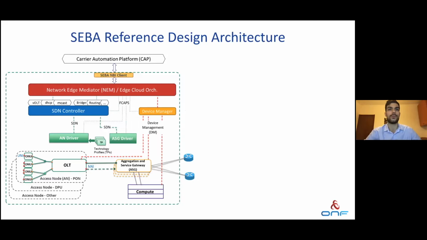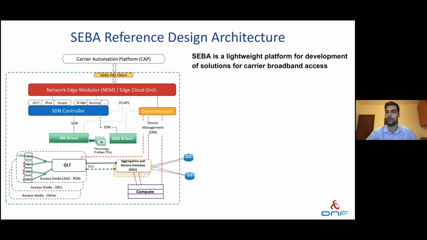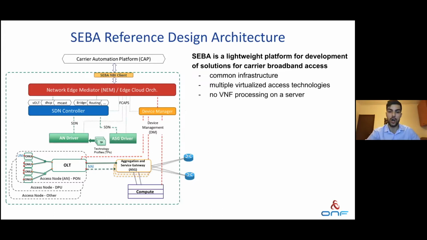So first of all, to put this into perspective, we need to start with the SEBA reference design. This is where the initial idea came together. And SEBA is a lightweight platform for the development of solutions for broadband access. It's based on a common infrastructure. It uses and enables multiple virtualized access technologies such as GPON, XGS-PON, EPON, G.fast. It does not require any VNF processing on a server for the data path to work, meaning that the data path never hits a compute node, and thus is what we call a fast path.